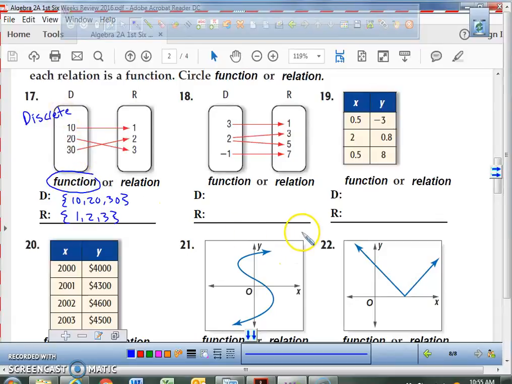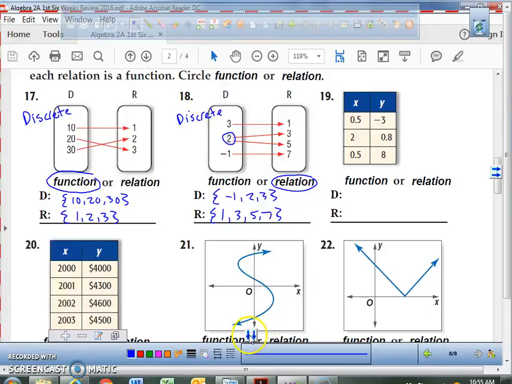Now, over here, look at number 18. Is this a function or a relation? Relation, because we have an x value here that's going to two different y values. But once again, we're dealing with points, so this is actually referred to as a discrete relation. Now the domain is a -1, a 2, and a 3, and the range is 1, 3, 5, and a 7. So we're not going to go over all these. I want you guys to understand the difference between a discrete function and a discrete relation.